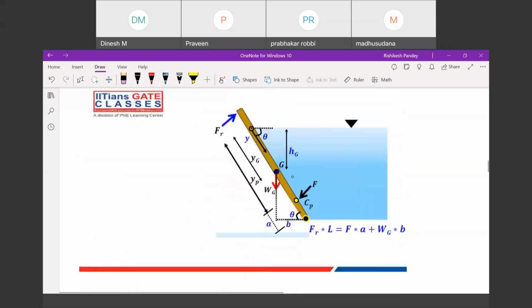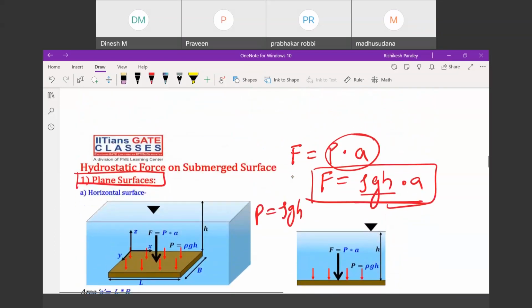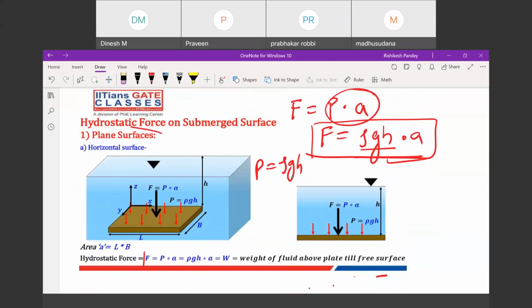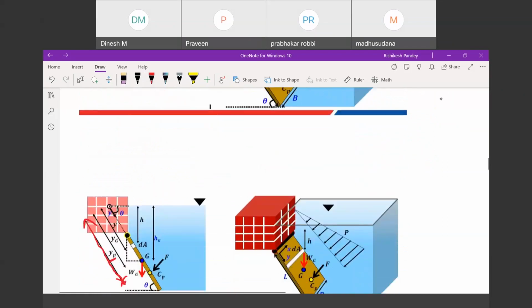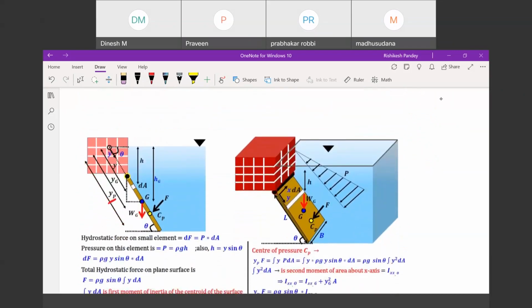So you see, we have studied till now: first was the plane surface, and under this plane surface, first was the horizontal surface. Under the plane surface only, we studied the inclined surface, B. So this is the inclined surface. Under the flat plate category, we have seen horizontal and inclined surfaces.